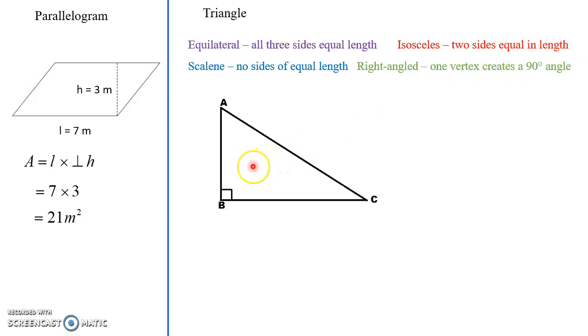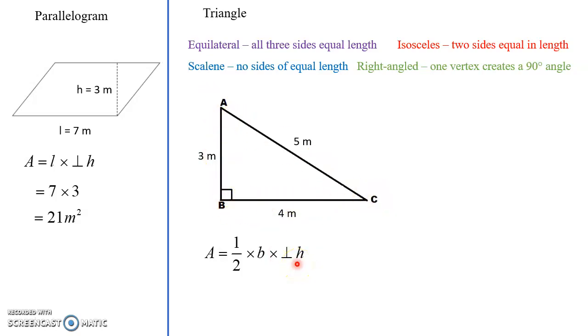This is an example of a right angle triangle. This signifies that this is a 90-degree angle. BC is given as 4 meters, AB is given as 3 meters, and AC is given as 5 meters. Question: how do I calculate the area? If I was requested to calculate the perimeter, I'll simply add up all sides.